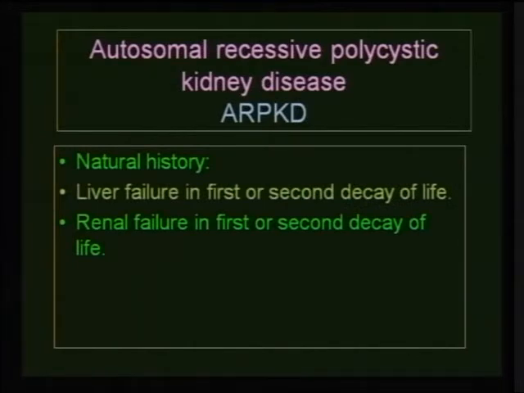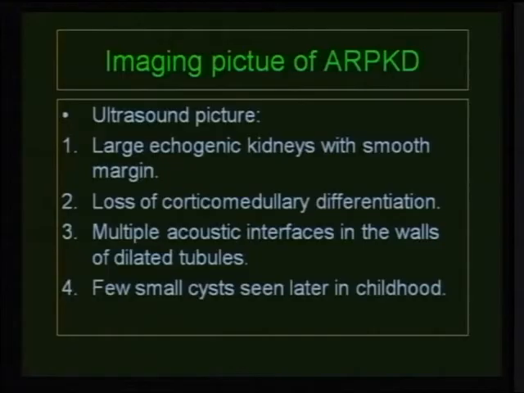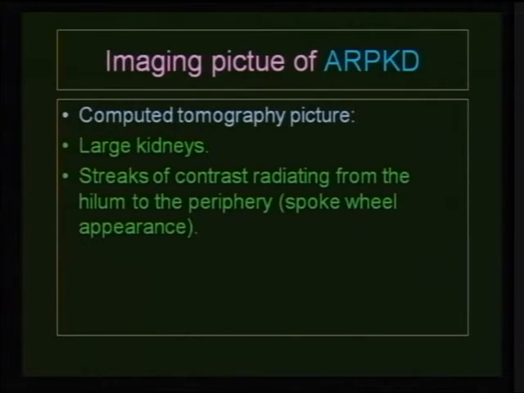What is the natural history? Those kids go into liver failure or renal failure in the first or second decade. The ultrasound picture: large kidneys, very echogenic kidneys, smooth outline, and you are going to see echogenic interfaces in the parenchyma due to the tiny cysts, which usually we cannot resolve as cysts. Those small cysts may grow when the child is growing up.